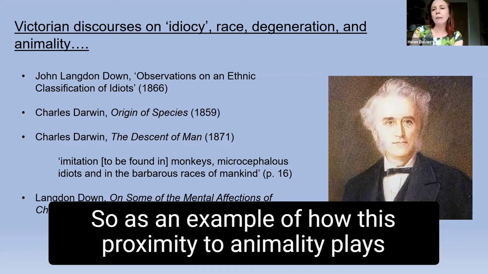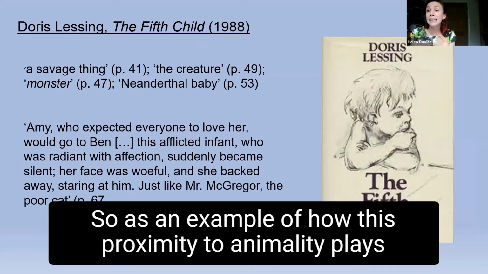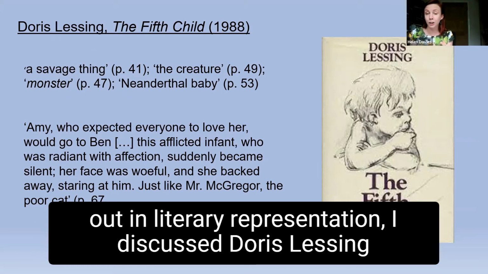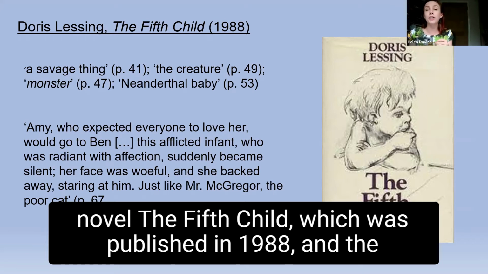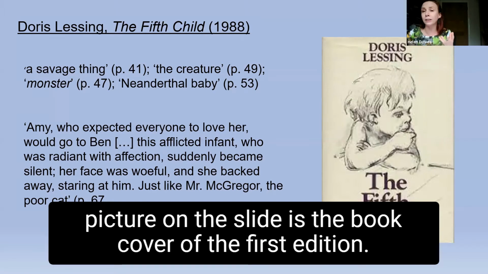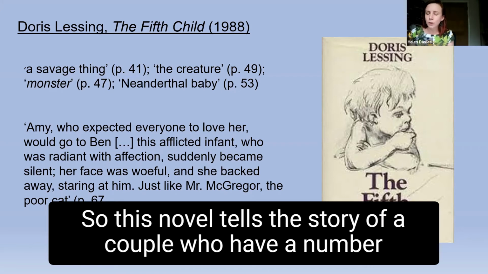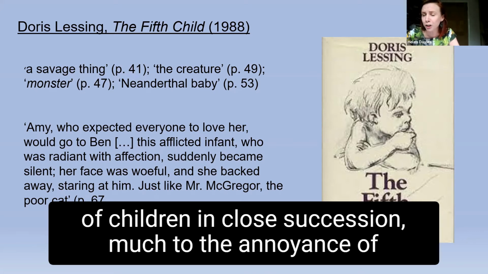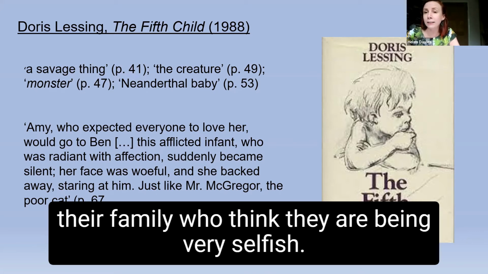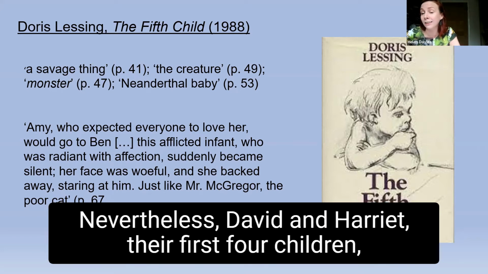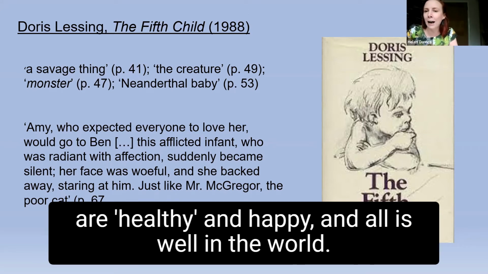So, as an example of how this proximity to animality plays out in literary representation, I discussed Doris Lessing's novel, The Fifth Child, which was published in 1988. And the picture on the slide is the book cover of the first edition. So this novel tells the story of a couple who have a number of children in close succession, much to the annoyance of their family, who think they are being very selfish. Nevertheless, David and Harriet's first 4 children are healthy and happy, and all is well in the world.